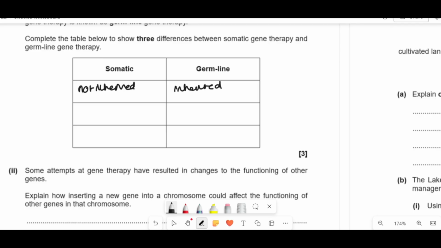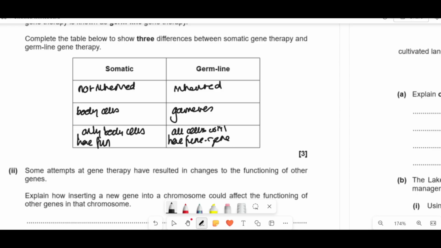Now, as well as that, where's this going? This is into body cells, this is into gametes. And then what else happens as well? Well, all cells in this germline will have the functional gene, whereas in this, it's only body cells that have the functional gene, like the ones that you inject them into. As well as that, this is short-term and temporary, and you might have to repeat it non-stop because cells obviously die and reproduce and so on. Whereas this is long-term, you don't have to repeat it because it's there forever.